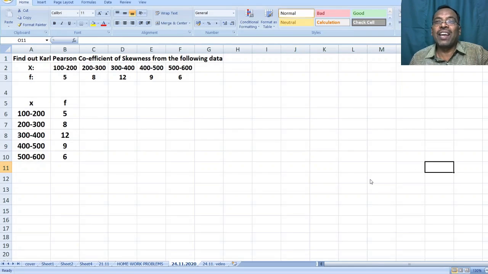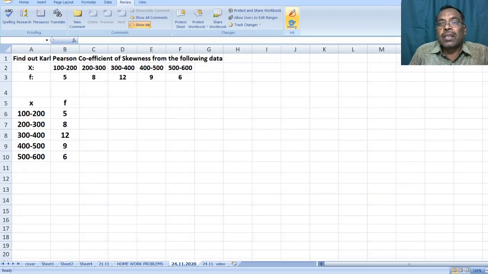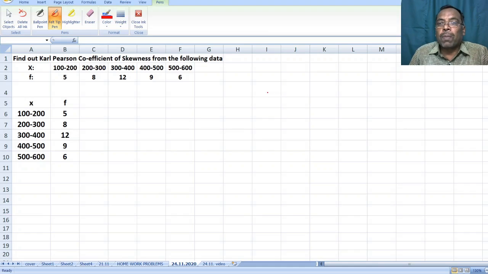Students, today we are going to learn skewness in continuous series. The method is Karl Pearson's coefficient of skewness. Dear students, you know the formula to find out Karl Pearson's coefficient of skewness. So the formula is arithmetic mean minus mode divided by standard deviation. This is the formula for finding Karl Pearson's coefficient of skewness.